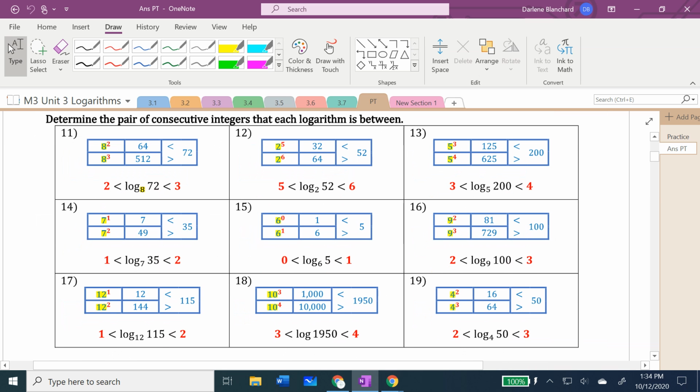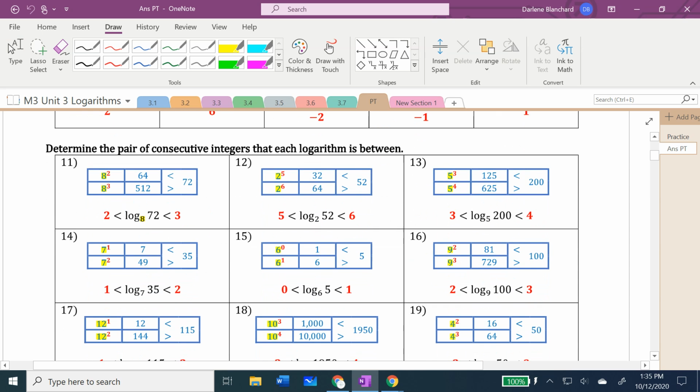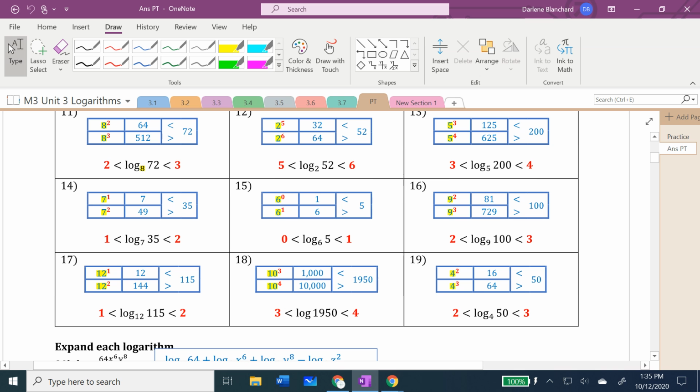I wanted you to make sure that you've got a feel for what logarithms are. And I appreciate that you did these problems, and it helps you to be able to do these first 10 problems more easily. It helps you to understand logarithms better.